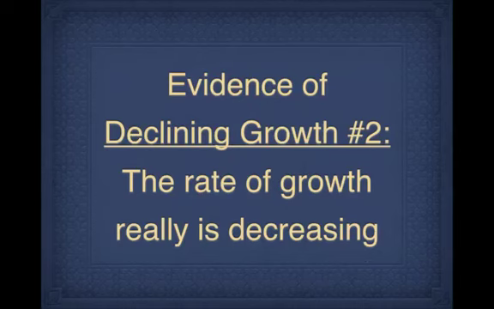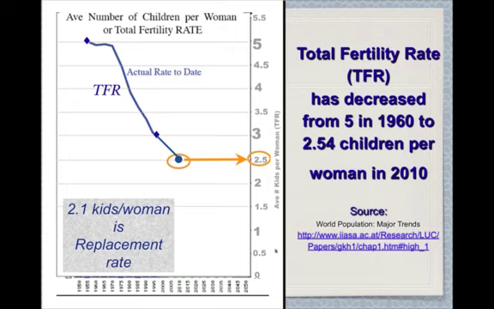Second, I want to go through the rate of growth and how it really is decreasing, and I've really got to go fast here. Okay, so we had a total fertility rate of 5 in 1960. It dropped to 3 children per woman in 1995, and now the good news is it's already down to 2.54 in 2010. That's even just since 1995. That's a sharp drop off. Maybe not quite as steep as this was.